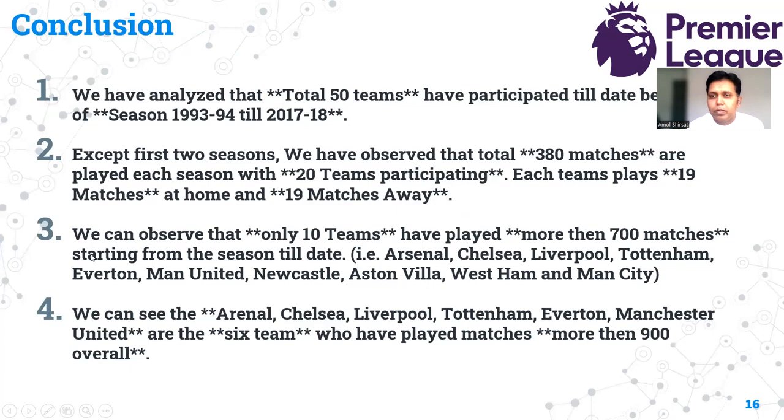Coming to the conclusion, we have seen that a total of 50 teams have participated from the 93 season till 2017-18. Except for the first 2 seasons, there are 380 matches per season. Each team plays 38 matches, 19 at home and 19 at the opponent ground. Almost 10 teams have played more than 700 matches, meaning they were present for many seasons, while teams like Arsenal and Chelsea are among the only 6 teams who have played more than 900, which means they were present in almost all the seasons of the EPL.